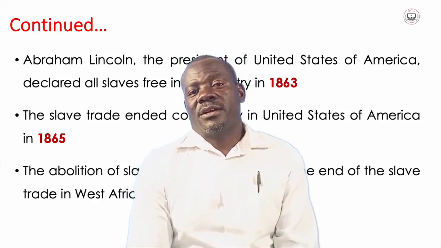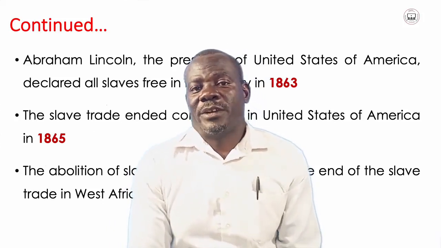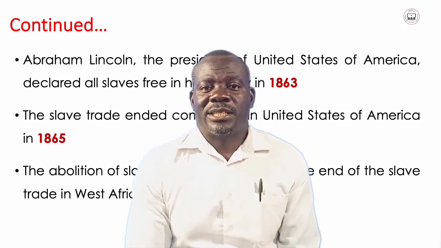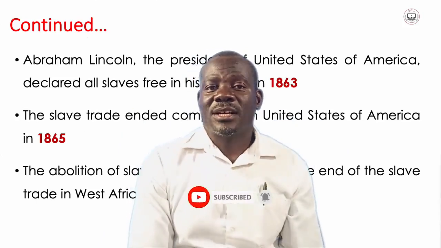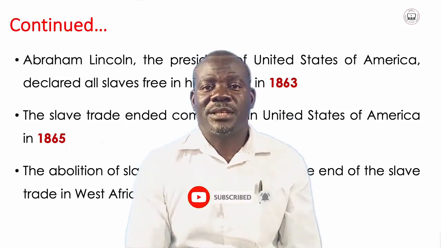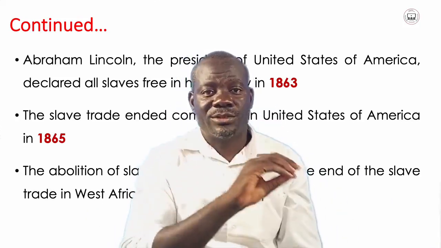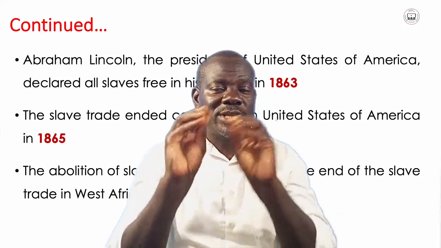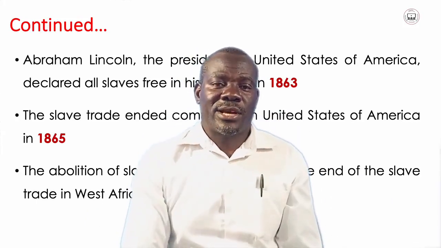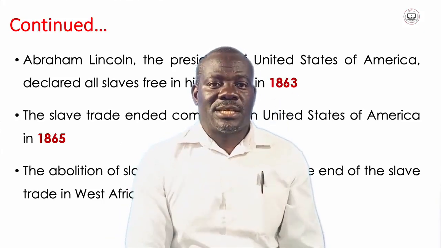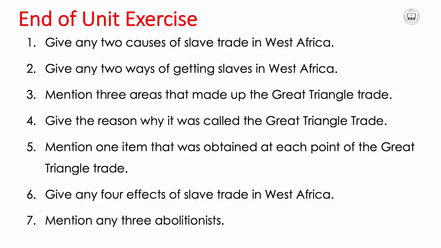Now, thus far, we have come to the end of this unit. We are looking at the West Africa slave trade. We have looked at how slaves were taken. We have mentioned that there were wars and foreigners were coming to capture them. We have also looked at the effects of slave trade. We have looked at the Great Triangle slave trade and the goods or items that were involved in this trade. So know these things, but before I leave you, here with me is an exercise.